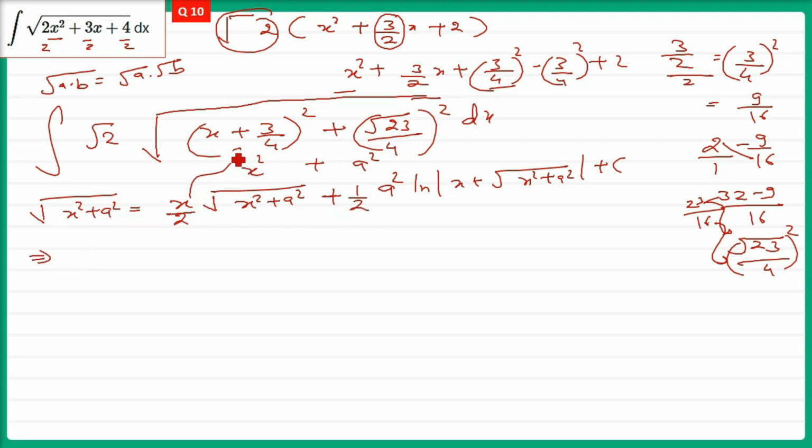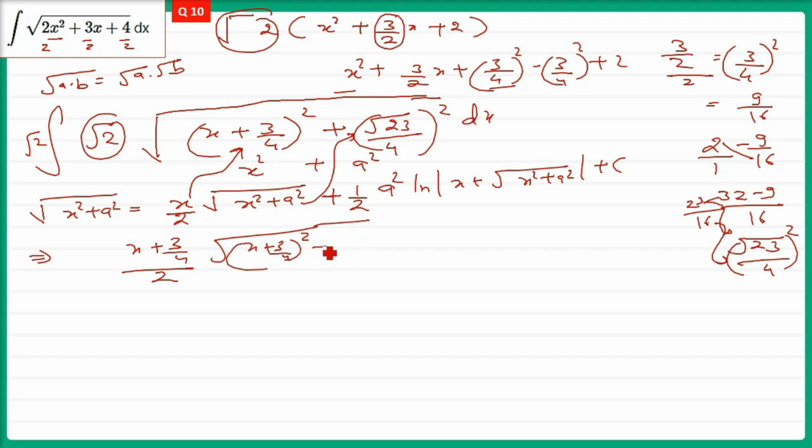So in place of x, we'll take x plus 3 by 4. In place of a, we'll take root 23 by 4. Root 2 we will deal with later. So this is x plus 3 by 4 divided by 2 under root x square plus a square, so x plus 3 by 4 whole square plus root 23 by 4 whole square. I'm just keeping it like this because when you multiply it by under root 2, it will come as the same thing from where we started.